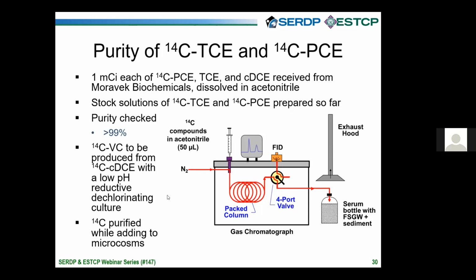For vinyl chloride, we can't get a source of labeled material, so we're going to make it in the lab using a culture that at low pH stops reductive dechlorination at vinyl chloride, and then we'll inject that biologically produced vinyl chloride.